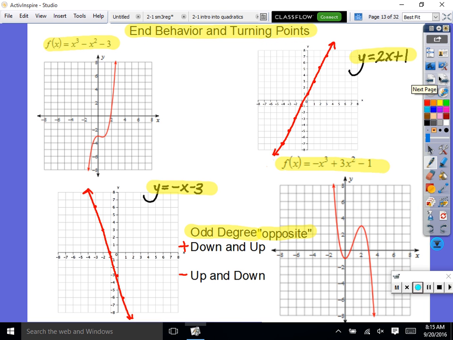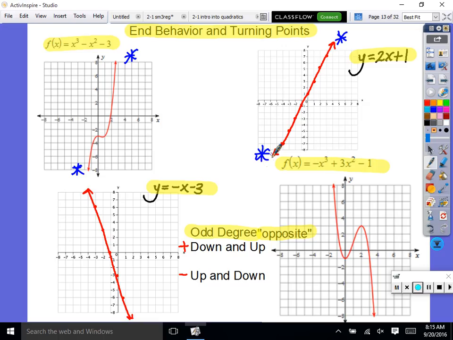Okay, end behavior with odd degrees. So everybody look right here. We have the function x cubed minus x squared minus 3. Notice the end behavior is opposite. You see how it's opposite end behavior? Not the same, opposite end behavior. We have y is equal to 2x plus 1. Do you see how this is opposite end behavior?